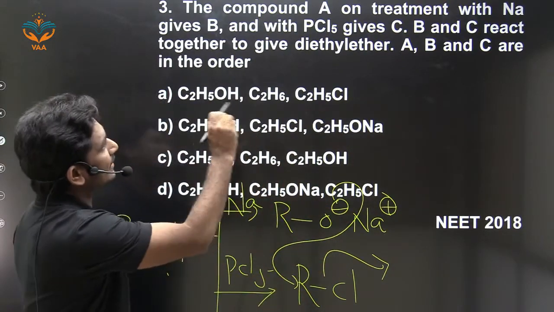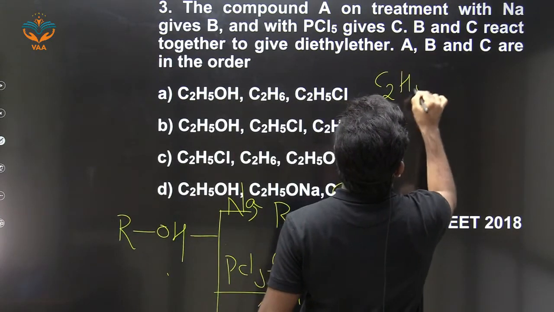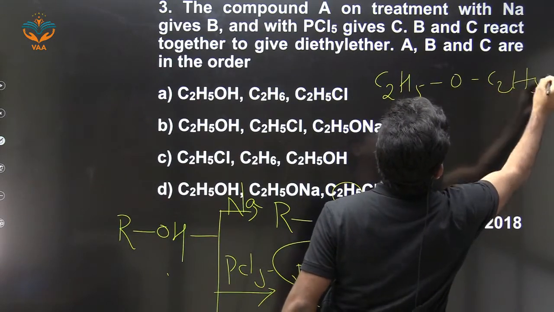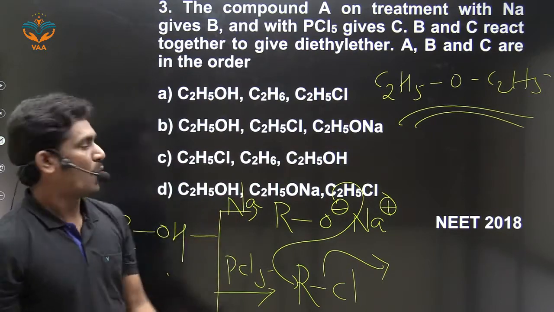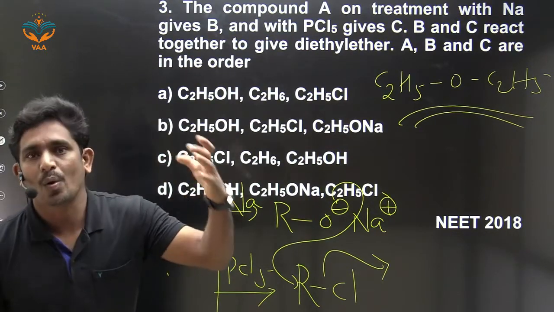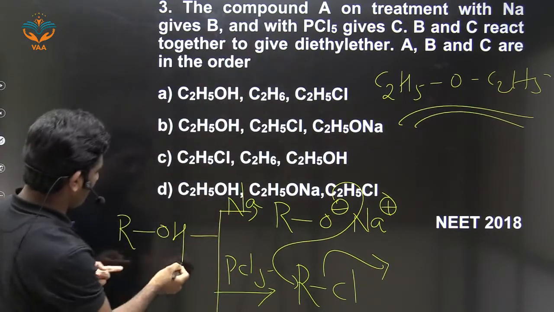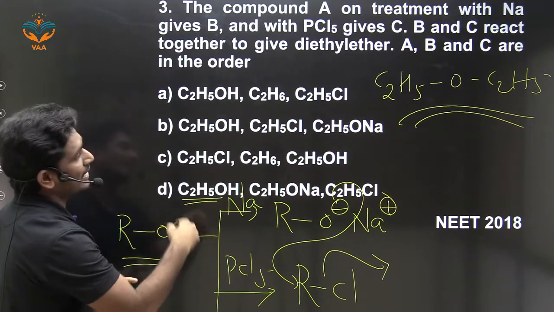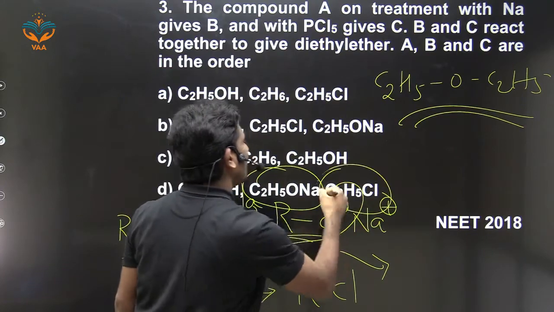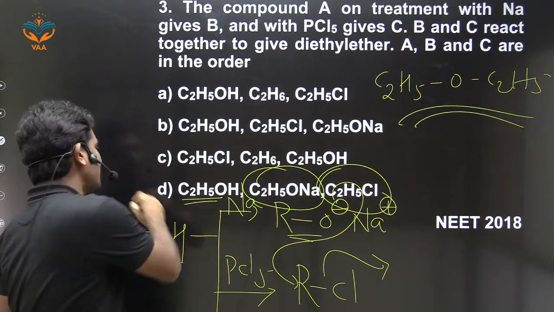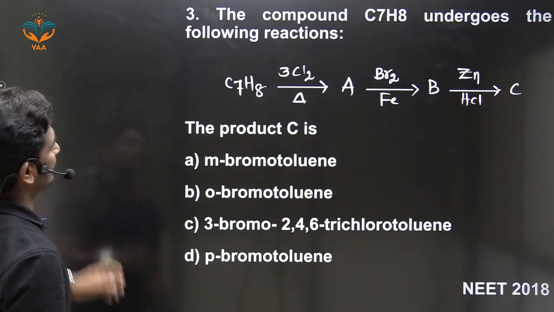Diethyl ether, C2H5OC2H5, is given. So the alkyl halide is C2H5Cl, and the alcohol is C2H5OH. A is the alcohol C2H5OH, the alkoxide ion is C2H5O minus Na plus, and the other is C2H5Cl. So the answer is D.